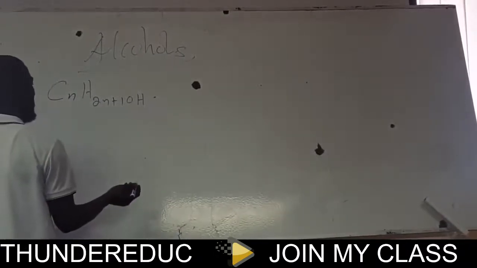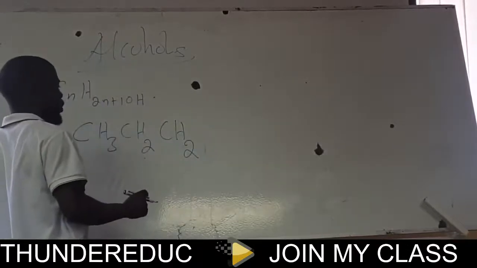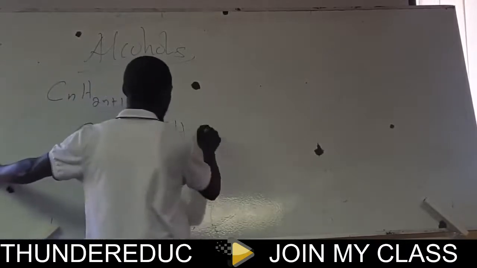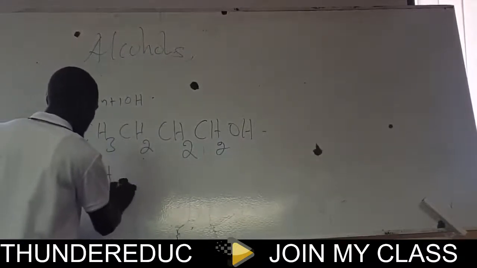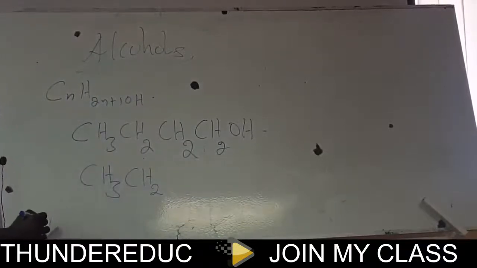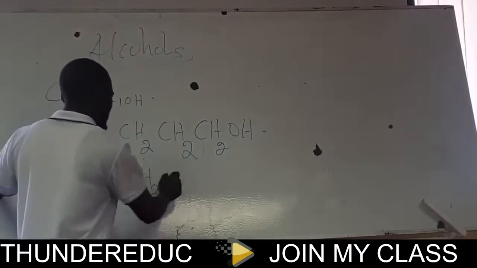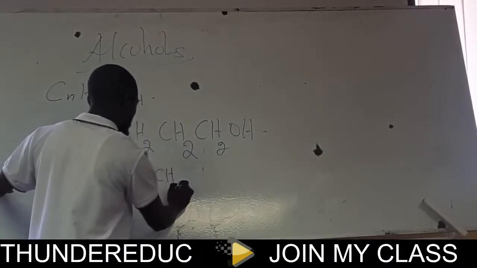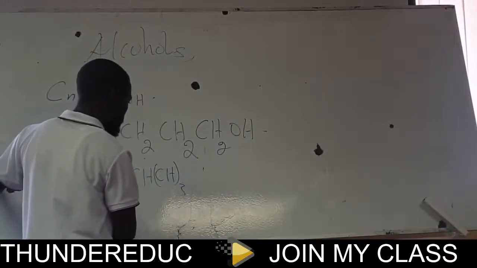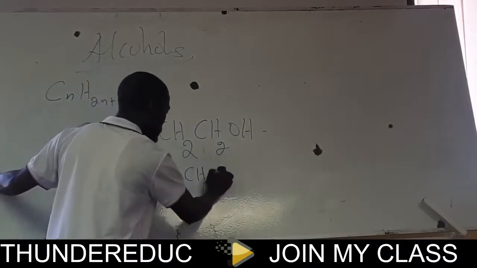Let me say I have a primary alcohol, CH3CH2CH2OH. I'm going to use the same molecule to find out which one is the primary alcohol and which one is the secondary alcohol. That's the primary alcohol. Secondary alcohol, CH3, CH2. Should I use the technique of the brackets or should I expand it? Bracket. CH3, CH2OH.